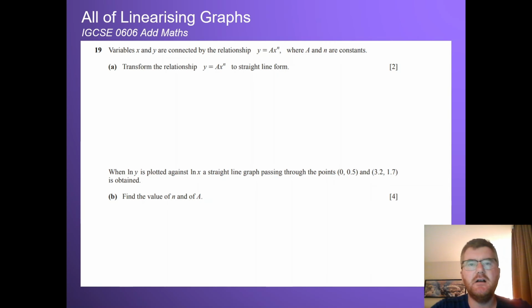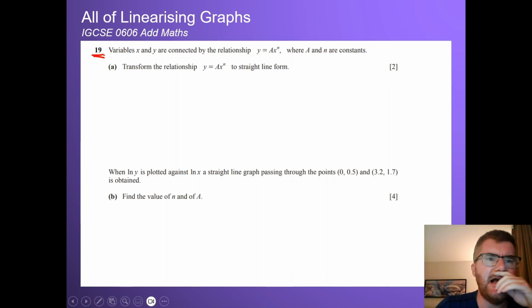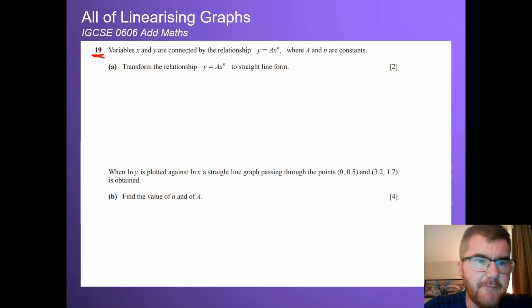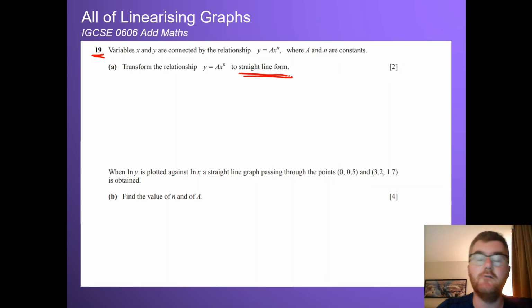Right, on to a slightly different style of question. You can see it's question 19. So again, quite far on in the Ad Maths exam, and a different style of question to what we've done so far. I try and do lots of variety in this kind of video. So variables x and y are connected by this particular relationship. So y equals ax to the power of n, a and n are constants, and we need to put it into straight line form rather than working the other way around.